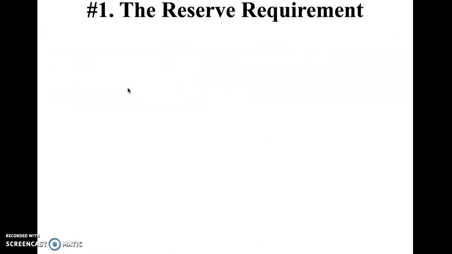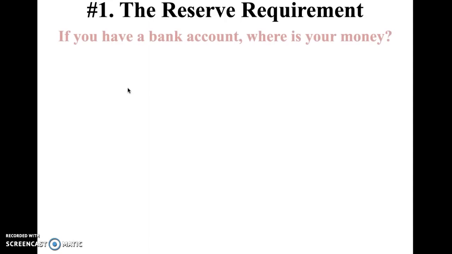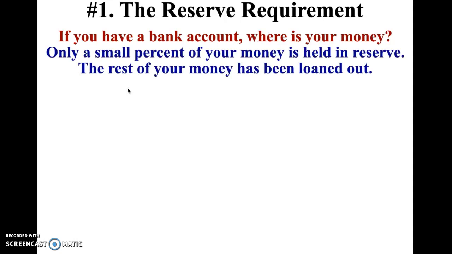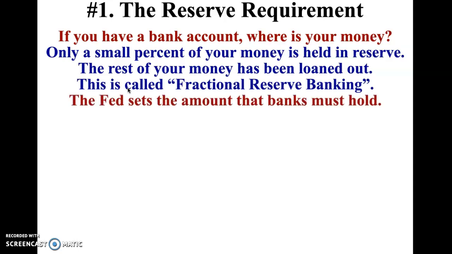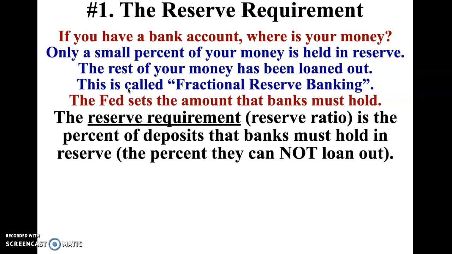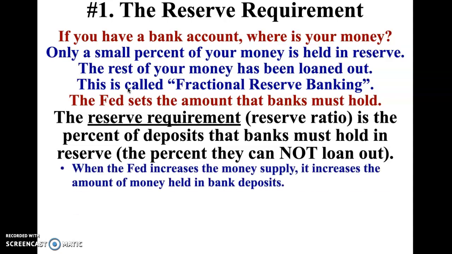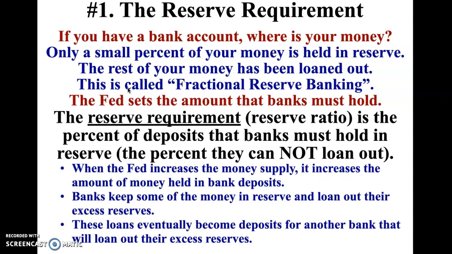The reserve requirement we've talked about, so I'll go through this pretty quick. But remember that the bank has to keep a certain amount of your money. So only a small percent of your money is held in reserves. The rest is loaned out. We call this fractional reserve banking. So it's the percent of the deposits that they have to keep. Okay. When the Fed increases the money supply, it increases the amount of money that is held in the bank deposits. And so if they want to increase the money supply, they can lower the reserve ratio, which would then give the banks more excess reserves to loan out.